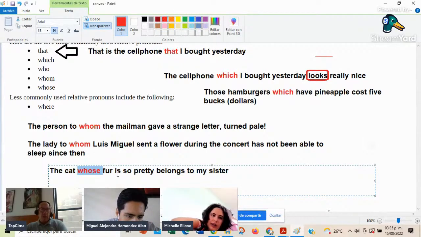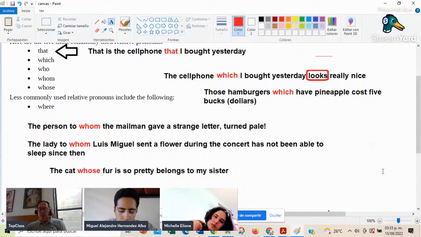El gato al que su pelaje es muy bello pertenece a mi hermana. Right. Yes. El gatito o el gato cuyo pelaje es tan bonito pertenece a. Perfect. Very good, Mitch. Can you give me a similar example to this, please?